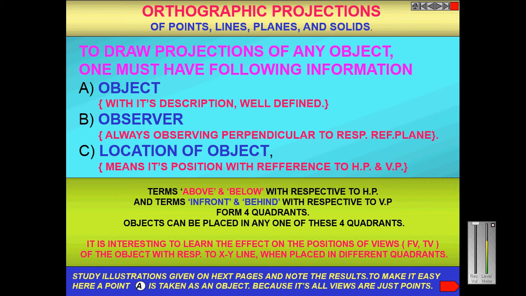The terms above and below are with respect to the horizontal plane, and the terms in front and behind are with respect to the vertical plane. These two reference planes, the horizontal plane and vertical plane, constitute 4 different quadrants. Our space is divided into 4 different quadrants, and the objects can be placed in any one of these 4 quadrants. It is interesting to learn the effect on the positions of views, the front view and top view of the object, with respect to the reference line when it is placed in different quadrants.